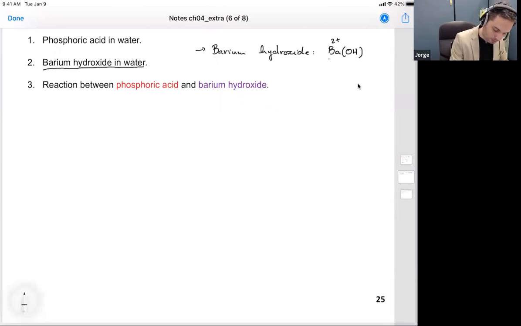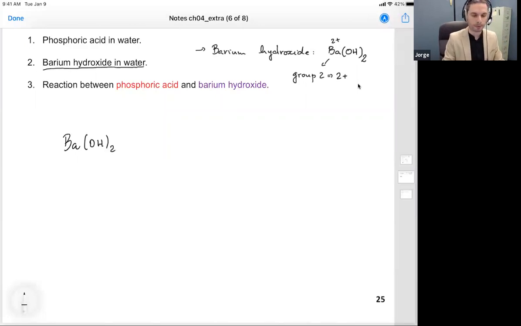Barium belongs to group 2, and because of that, the charge is always going to be 2+. Therefore, we have to indicate here OH2. Okay, so for barium hydroxide, we have Ba(OH)2. And now for this compound, we are talking about an ionic compound.